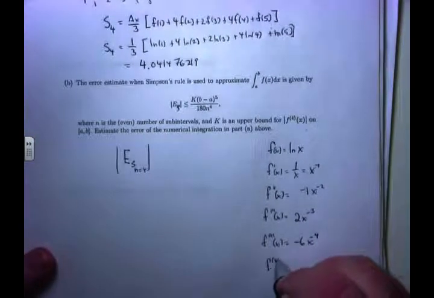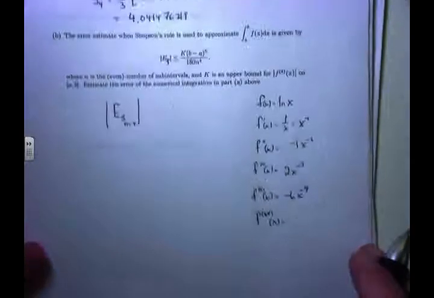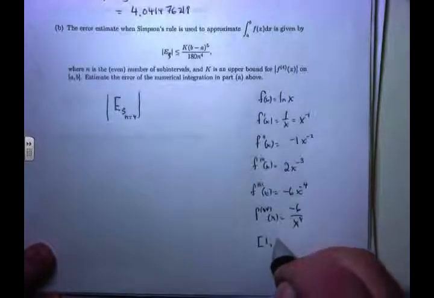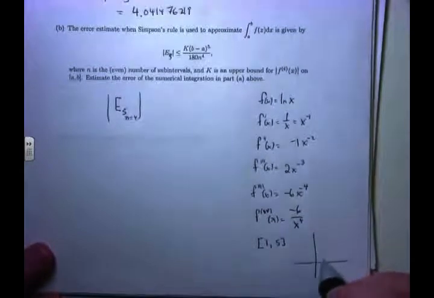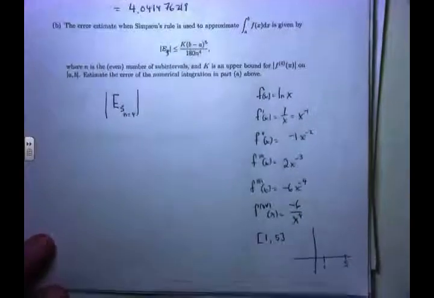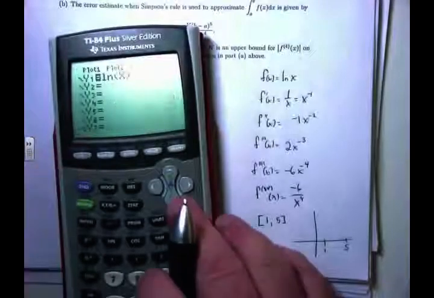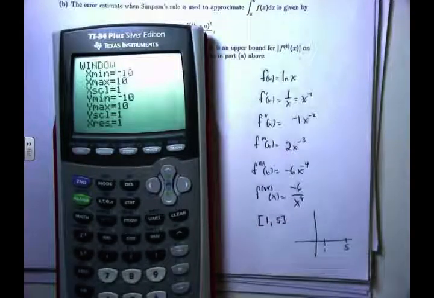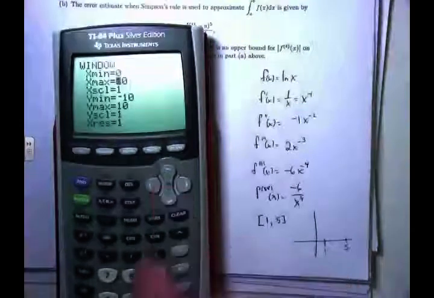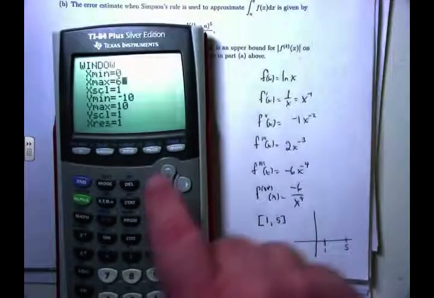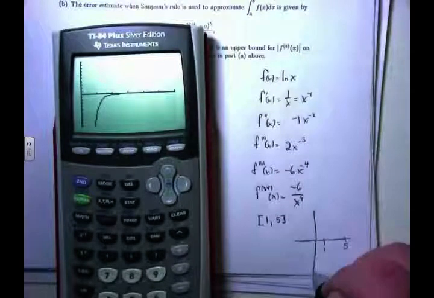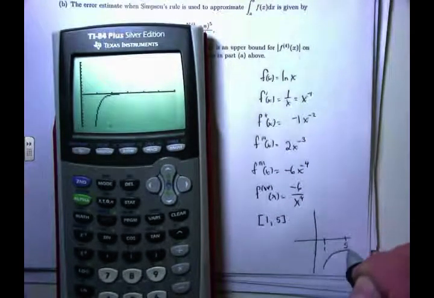So my fourth derivative of x is equal to negative 6 over x to the fourth. And your bounds are between 1 and 5. So I'm going to graph this thing between 1 and 5 to find my K value. So y equals, clear it out, it is negative 6 divided by x to the fourth. And I only care about between 1 and 5. So I'm going to go like 0 to 6 or something like that just to show you. And I'm going to graph it. And there's my graph. The graph actually comes in here and does this.